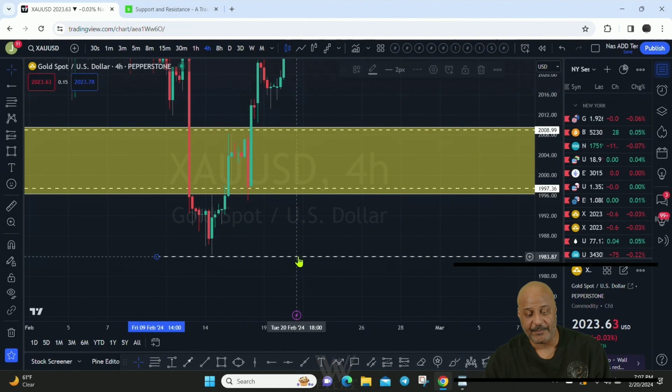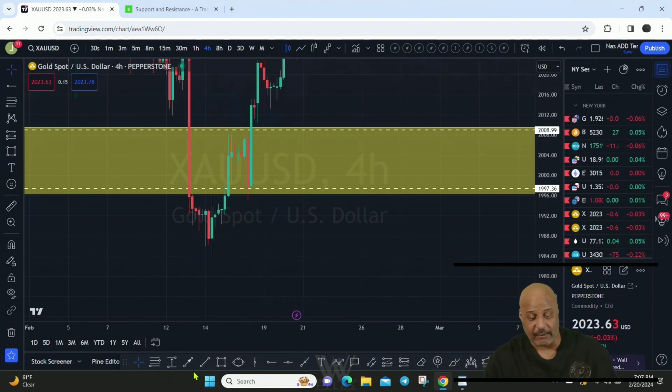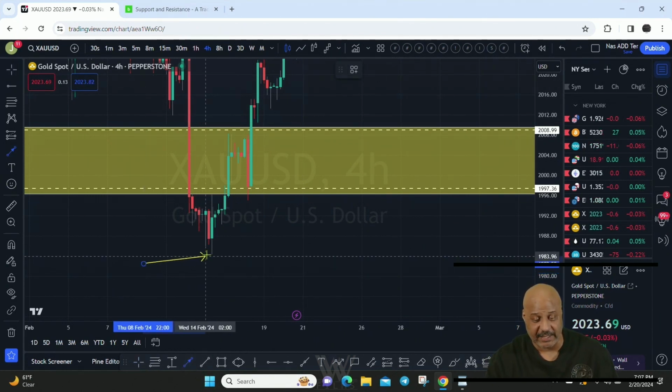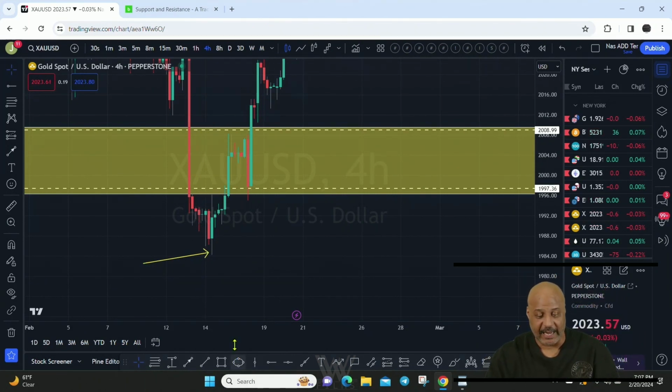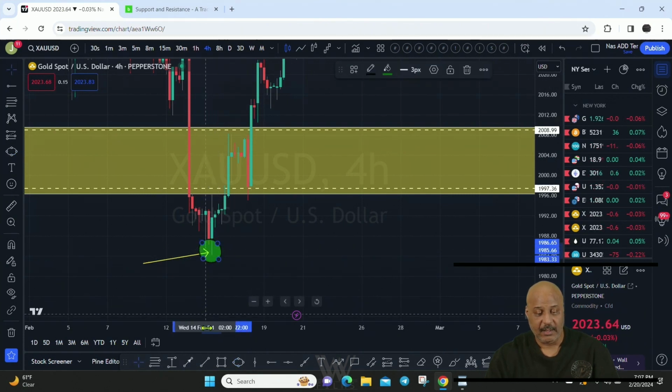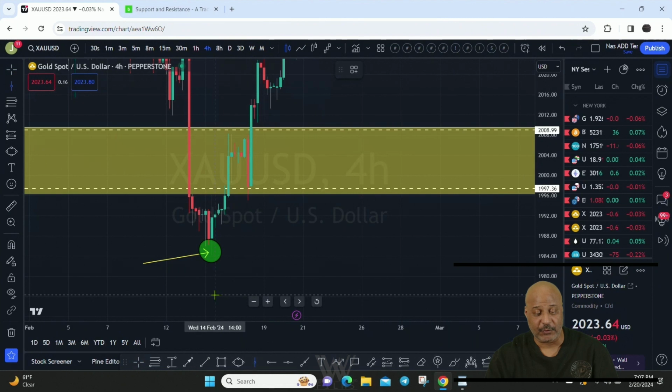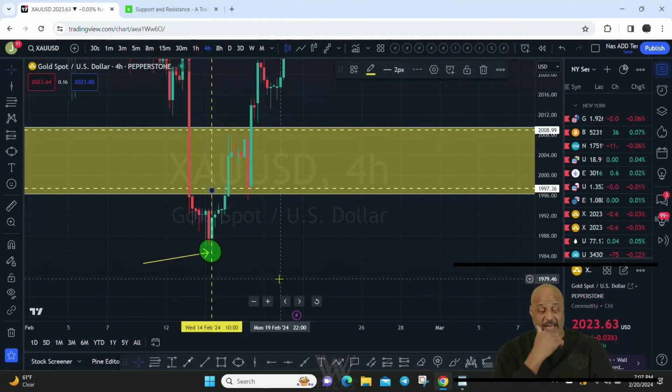Let's move this out the way. And I'm gonna draw a little arrow right here. This candle right here rejected. It came down, and what happened? It reversed. It reversed right here. So that candle is reversal right here. It reversed at 10 a.m. on February 14th, which was just like last week.